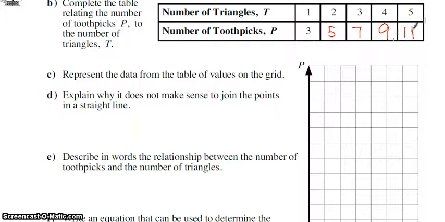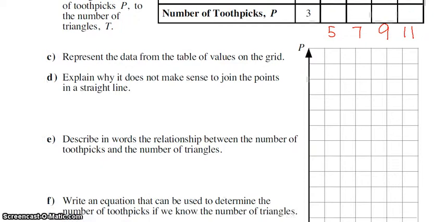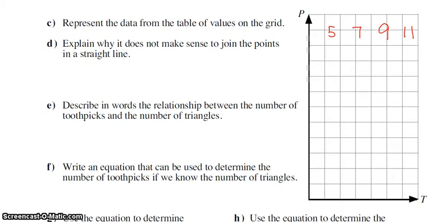Now, graph this data in the table below. So, (1, 3), (2, 5), (3, 7), right? So you just graph it. The number of triangles, 1, you need 3 toothpicks. 2 triangles, you need 5. You need 7. You need 9 and 11 and so on.